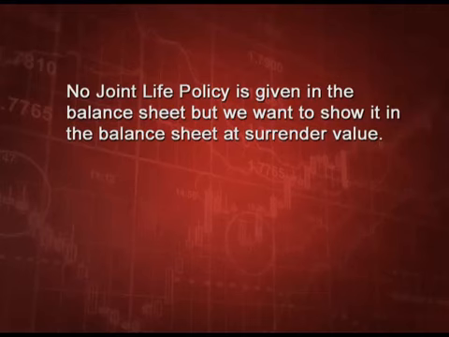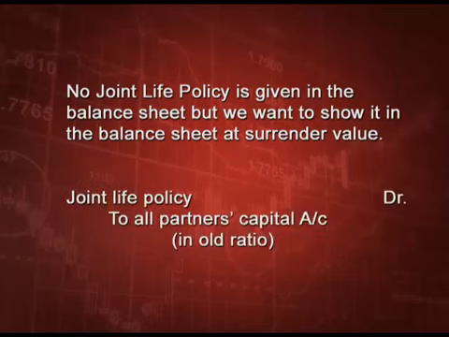Next very important point in retirement is joint life policy treatment. Now, what is joint life policy? When we take a policy on the lives of the partners, it is called joint life policy. Now, there can be 3-4 cases on that. Let us start with the first case. When no joint life policy is given in the balance sheet, but we want to show it in the balance sheet at surrender value, then we have to pass an entry, joint life policy debited to all partners' capital accounts in old ratio. That is, we are bringing joint life policy and crediting the partners' capital accounts in old ratio.